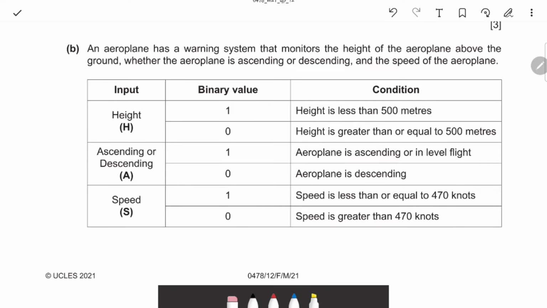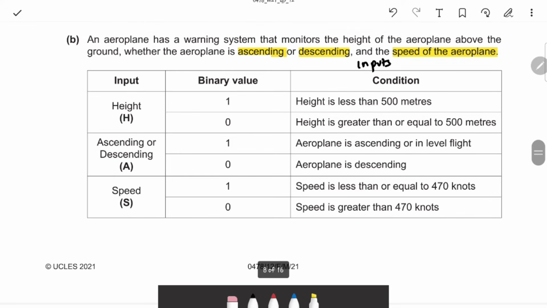So let's read this. An aeroplane, okay, has a warning system that monitors the height of the aeroplane above the ground, whether the aeroplane is ascending, here we have a keyword here, ascending, descending, and the speed of the aeroplane. Okay, so we have 3 inputs, we can say. So these are the inputs. It's already telling us the input, so we don't need to highlight it. But if it didn't tell us, those are our inputs. The height, the ascending or descending, and the speed are our inputs. They're then giving us the binary value and then the condition.